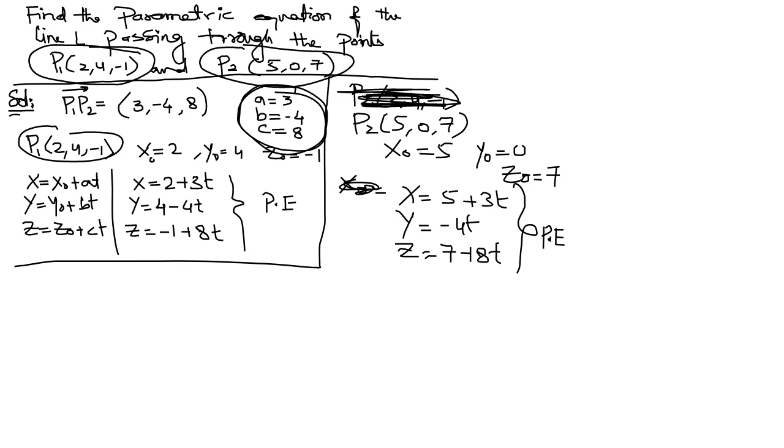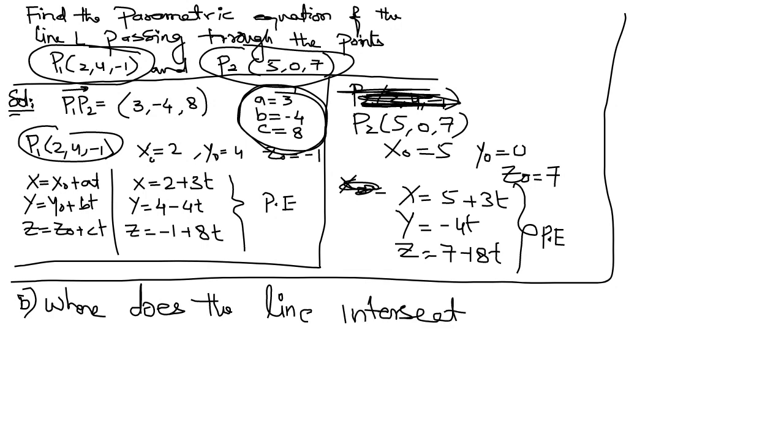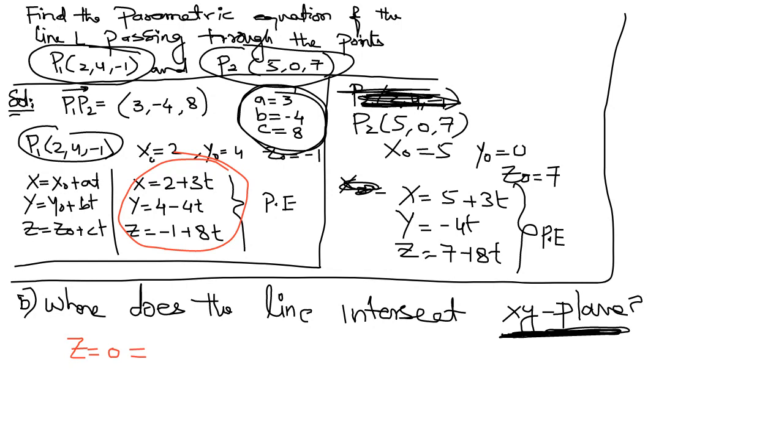Okay, now part B: you have to find where the line intersects the xy plane. Okay, xy plane means what? z is equal to 0. In the xy plane, z is equal to 0. So we have to consider these parametric equations. Here z is equal to 0, we choose. That means -1 plus 8t is equal to 0.